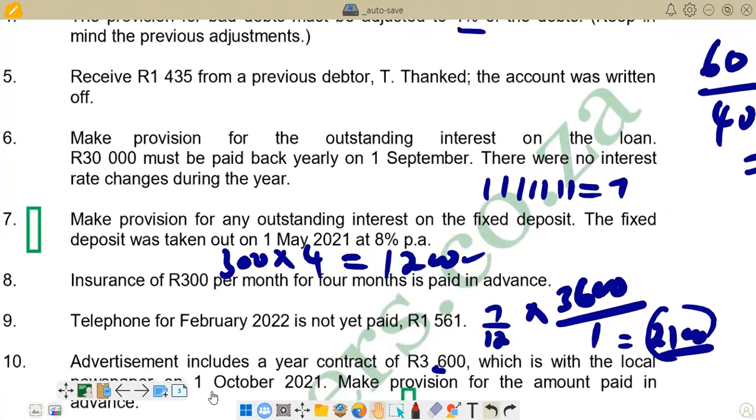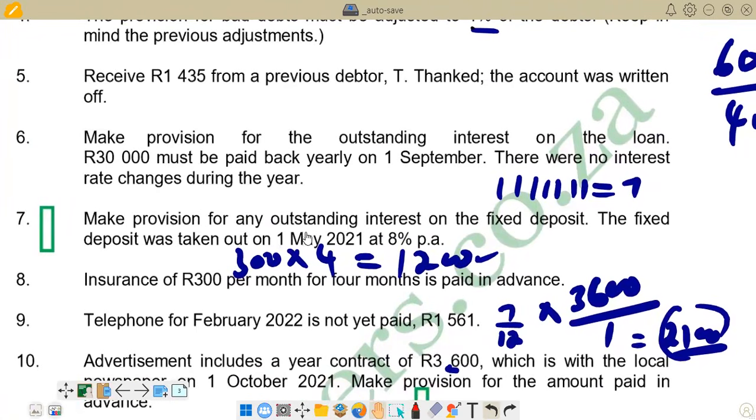Right, they are saying here on 7, make provision for an outstanding interest on the fixed deposit. The fixed deposit was taken out on 1 May 2021 at 8%. So it means we can calculate 8% of the fixed deposit that we are given there.